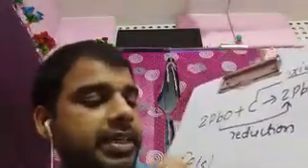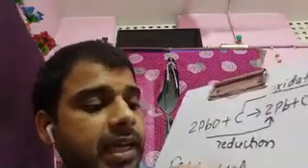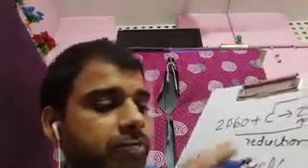Third question, what happens when dilute hydrochloric acid is added to iron filings? You can write the chemical reaction. Iron filings means Fe, solid state, and dilute HCl. You can write the aqueous solution of this one, or you can write dilute. And what will it form?